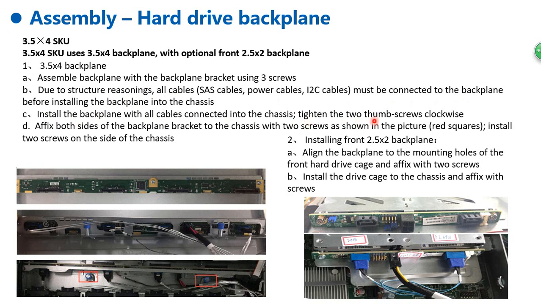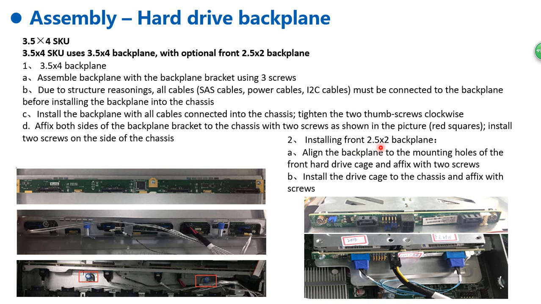Tighten the two assembly screws clockwise. Fix the bolt side of the backplane bracket to the chassis with two screws as shown in the picture. The red screws. Install two screws on the side of the chassis.